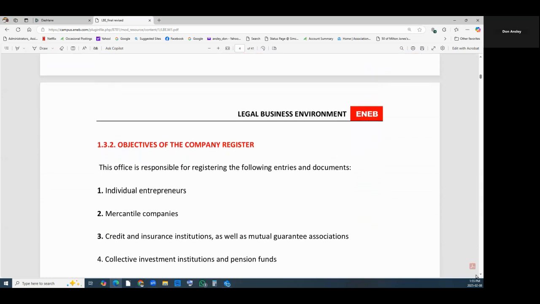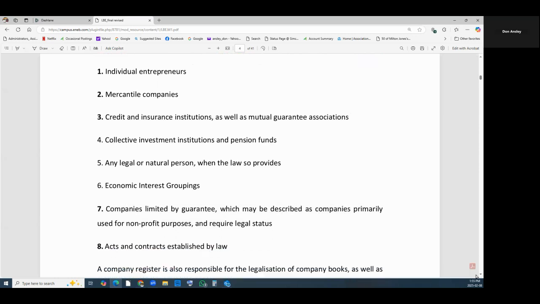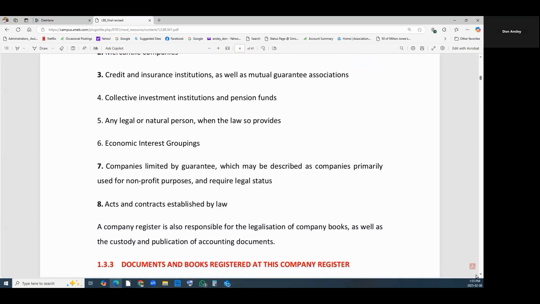The objectives of the company register are these: responsible for registering the following entries and documents: the individual entrepreneur, the mercantile company, the credit and insurance institutions, as well as the mutual guaranteed associations, collective investment institutions and pension funds, any legal or natural person when the law so provides, economic interest groupings, companies limited by guarantee, which may be described as companies primarily used for non-profit purposes, and require legal status, acts and contracts established by law.